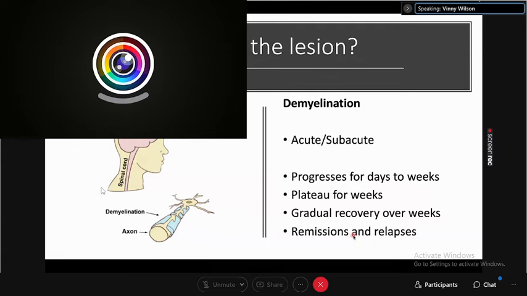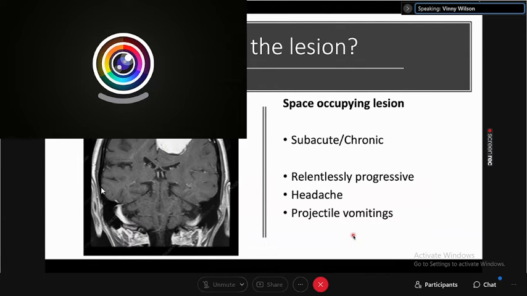because there is a history of remission and relapses. And finally, coming to a space occupying lesion, unlike the vascular, electrical, or demyelinating lesion, the onset would be subacute to chronic. So here the symptoms would happen over weeks to months to maybe years. And the symptoms don't plateau, they don't recover, they continue to progress. They are relentlessly progressive. And this may also be associated with headache and projectile vomiting.